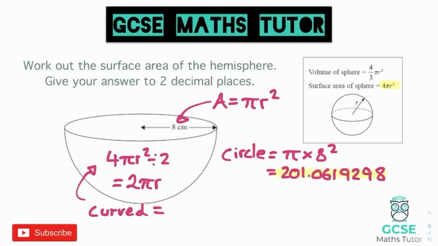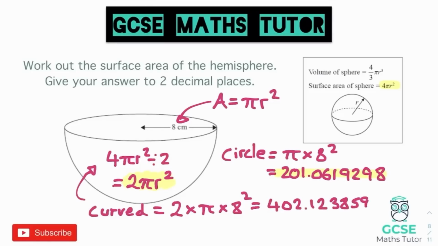Okay, so that might just save you a little bit of time in terms of the process, because instead of using the formula and then halving your answer, you're just going to straight away get half of that answer. So if we use that formula instead, as it is half of a sphere, then we, instead of doing 4 pi r squared, we're going to do 2 times pi times 8 squared. And if we type that in, let's see what we get. 2 times pi times 8 squared, and we get the answer 402.1238597.